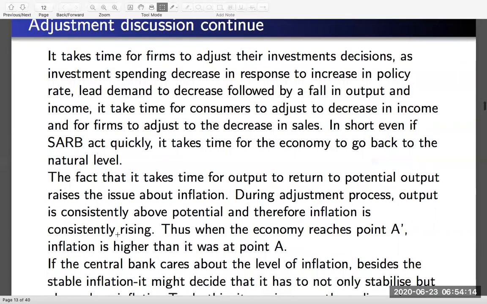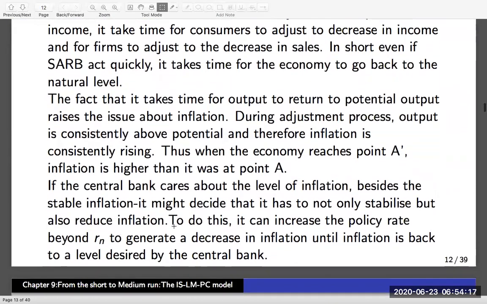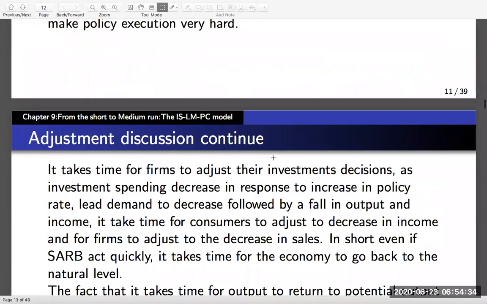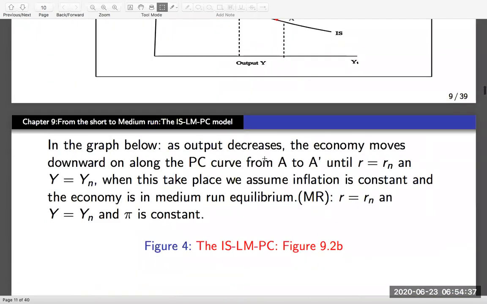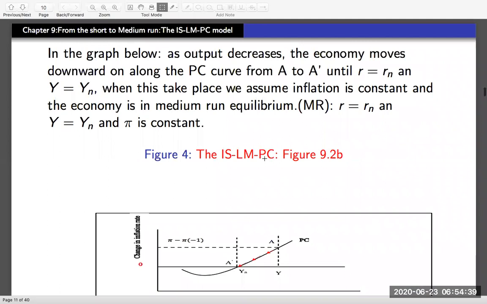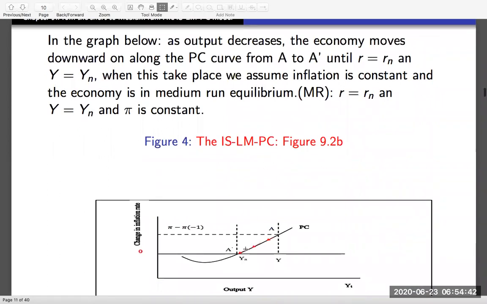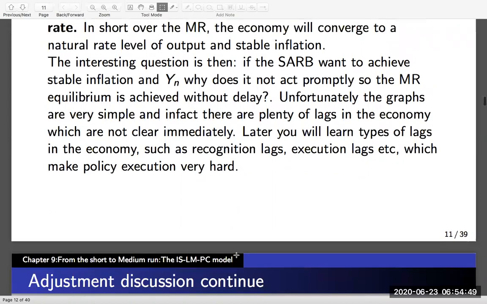Okay. The fact that it takes time for output to return to potential output raises the issue about inflation. During the adjustment process, output is consistently above potential, and therefore inflation is consistently rising. When the economy reaches point A, inflation is rising, higher than at point A. If you come back to this graph and look at the change in inflation, you are above it until you get here. So you are always positive until you fall back to here, right?